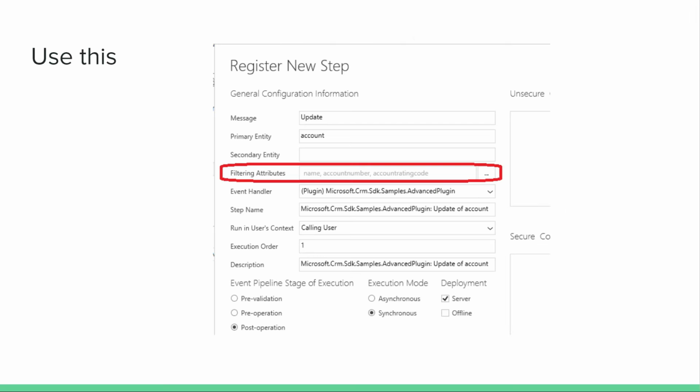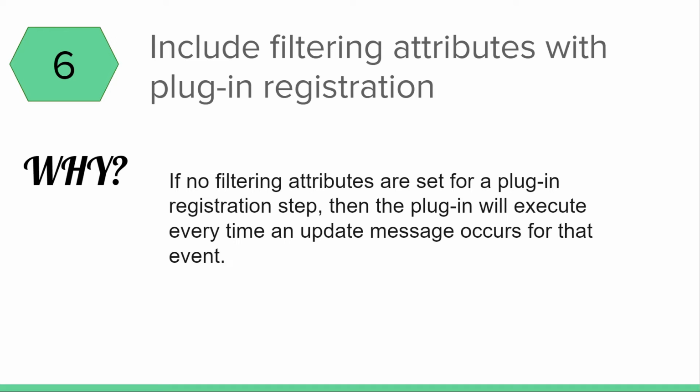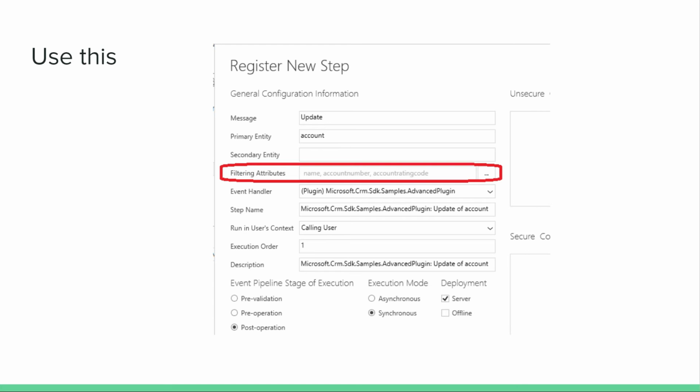Here you see in the plugin registration step, whenever you add a new step, you have an option called filtering attributes, and here you have to define the list of attributes that can trigger a plugin. If you make it blank, or if you do not select any field, then on any field update on your record the plugin will trigger, which is not expected, right? Unnecessarily, why would you trigger a plugin if the concerned or target field is not changed? So it is very important to select filtering attributes while registering plugins. This is another important best practice people forget.